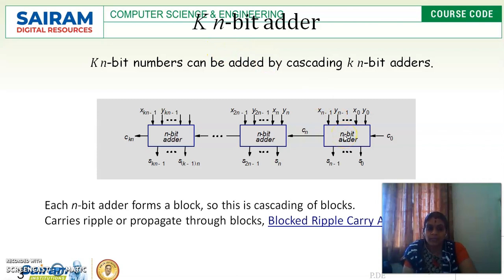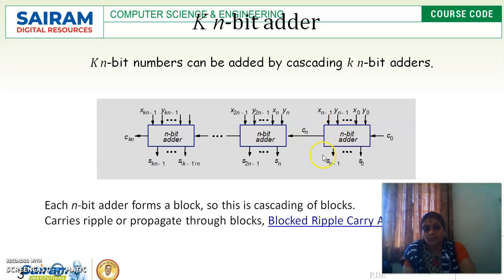So what does K n-bit adder mean? Previously we have used an n-bit adder. Here also an n-bit adder, but if you want to add a larger number of bits, for example 8-bit or 16-bit numbers, then you can use this kind of n-bit adder. Here we are having x0, y0 up to xn minus 1 and yn minus 1, and accordingly we will get all the sums, and the final carry will be propagated to the next level, right? So this is otherwise known as the blocked ripple carry adder.